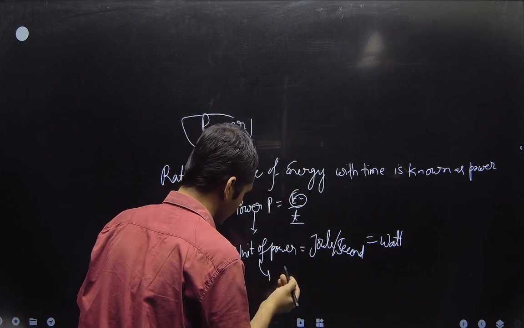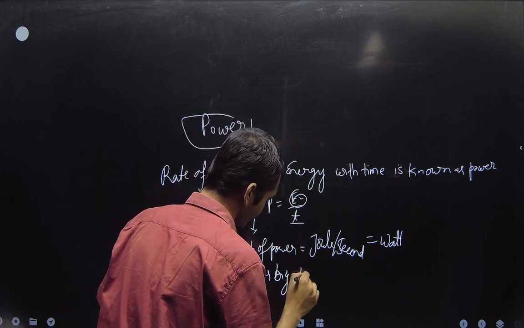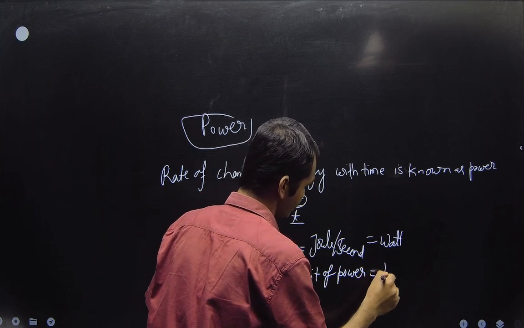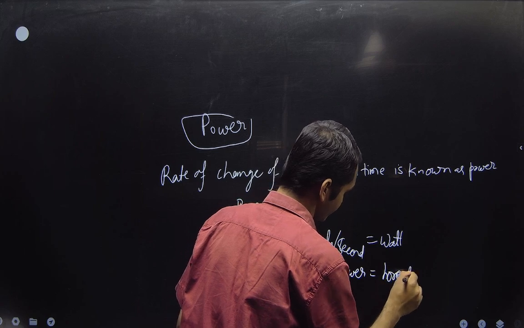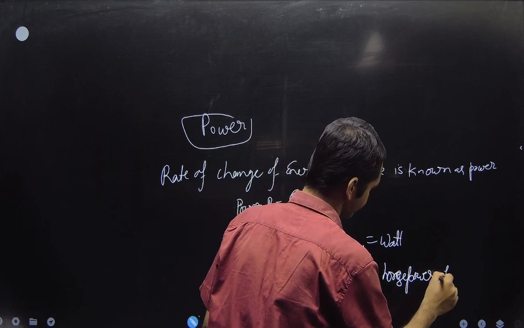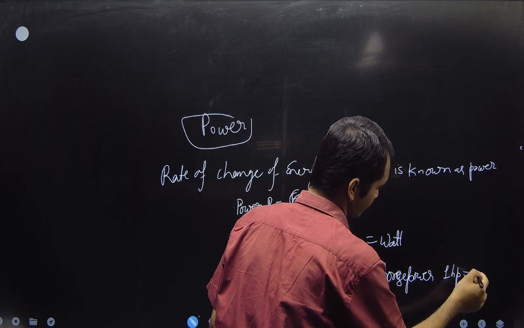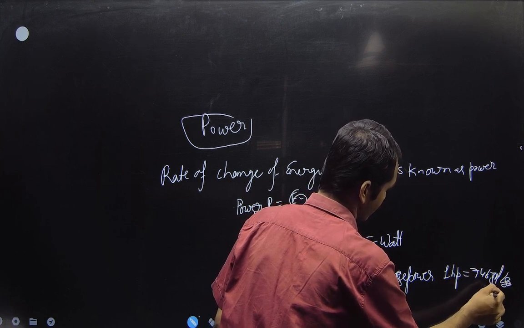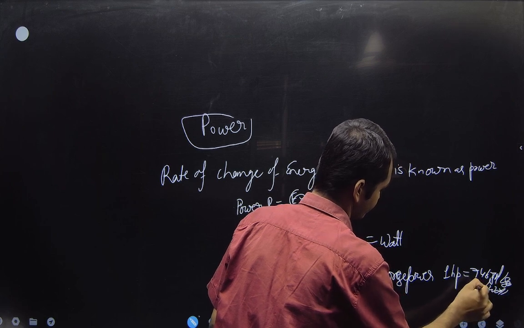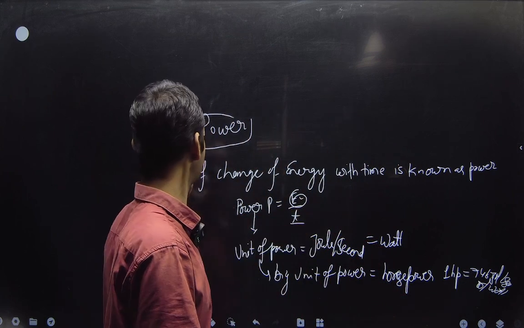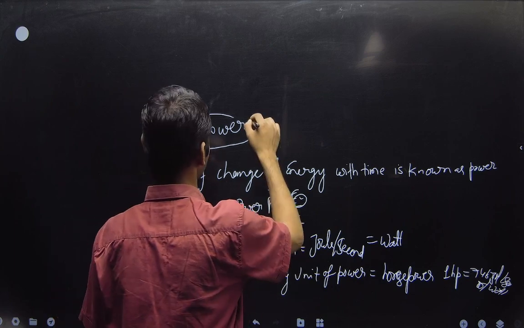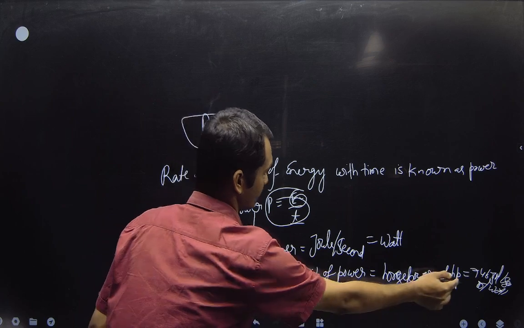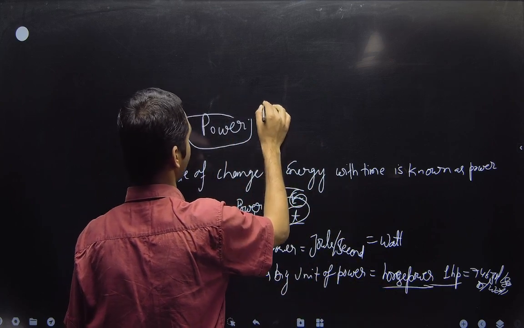One of the bigger units of power is horse power. That is 1 HP is equal to 746 joule per second or watt. That is the basics of power. Generally, people ask you about this formula or about the unit, or third, they ask about the dimensional formula.